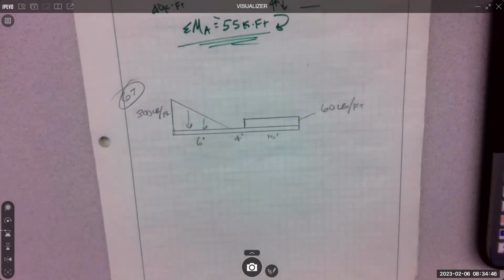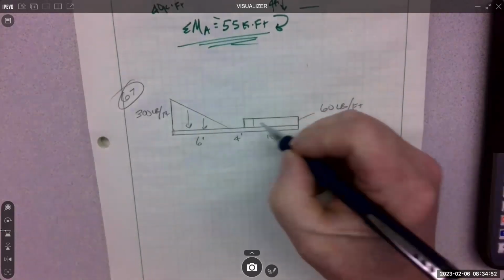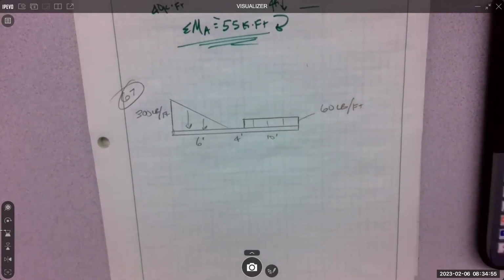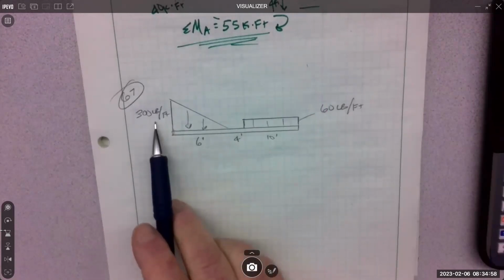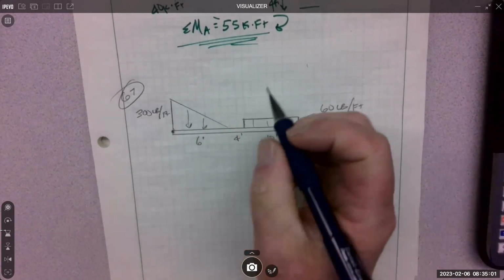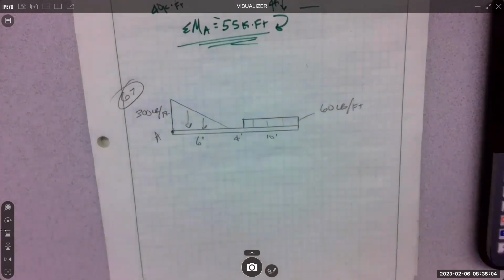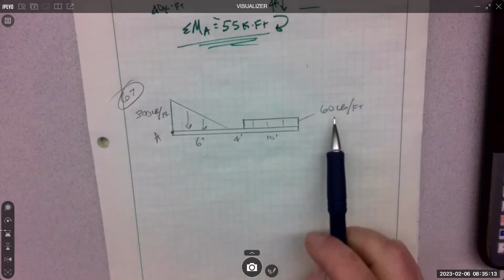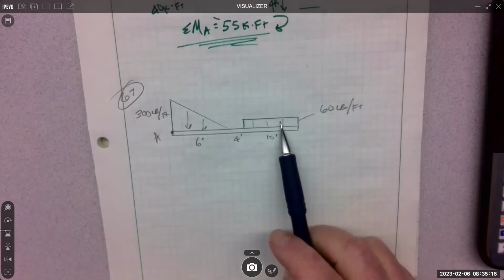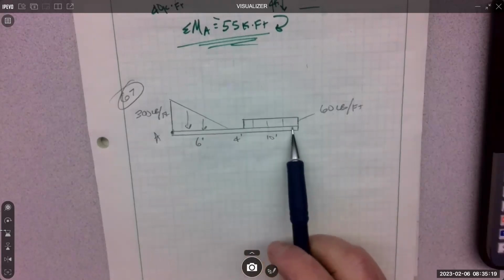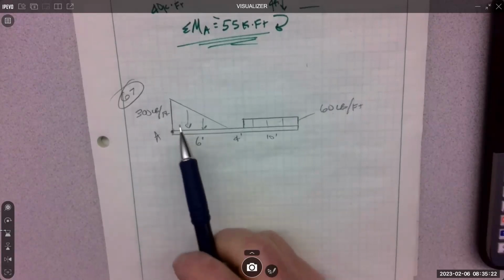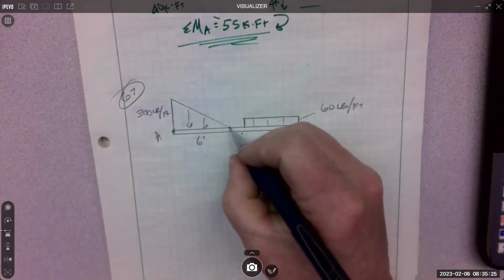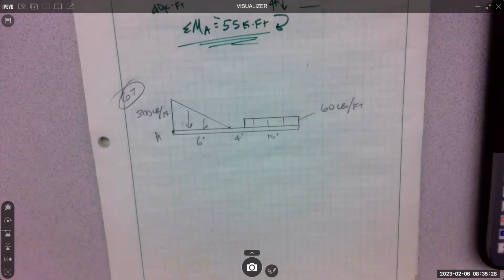That's this one. Make sure I copied that one down right. 300. Yeah. Yeah, triangle. Yep. Nope. Careful with your units. 60 pounds per foot. It's not a torque. It's not a rotation, right? It's a load. 60 pounds every foot. Every foot, 60 pounds. 300 pounds per foot is the ratio going to 0. Yeah, every foot is 60 pounds.